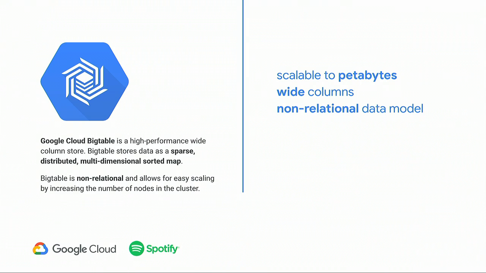We're also today talking about specifically one Google Cloud technology, which is Google Cloud Bigtable. If you haven't heard of Bigtable before, Bigtable is a high-performance wide column store. You can think of it very, very roughly as a key-value store that's distributed across multiple machines and is very, very high-performance and parallelizable. Technically, it's a sparse, distributed, multidimensional sorted map.